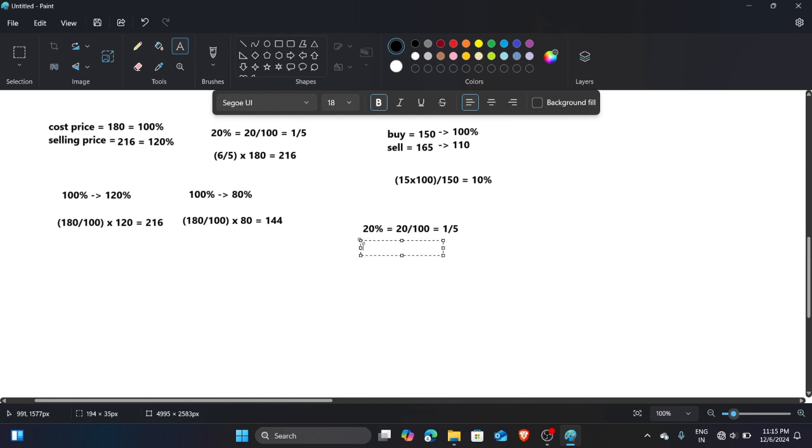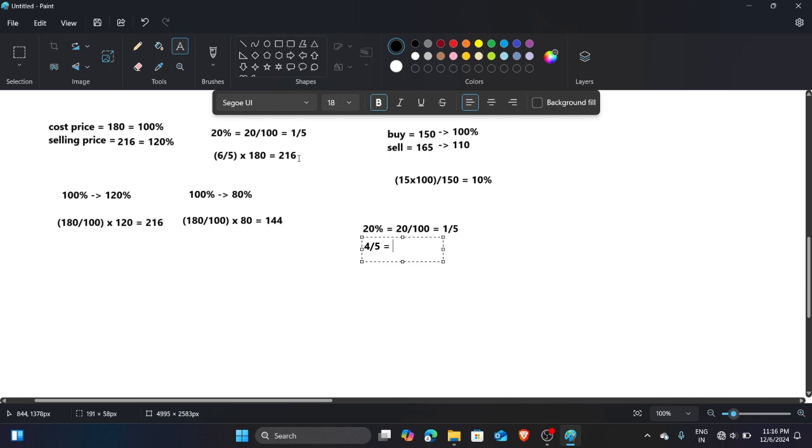So when you want to show the loss of 20%, you have to subtract 1 from 5, because 1 is 20 and 5 is 100. So what you get is 4, and 4 by 5. Now the ratio is showing one more thing. It is the ratio between cost price and the selling price. Like here, the 6 and 5 is nothing but the ratio between cost price and the selling price.